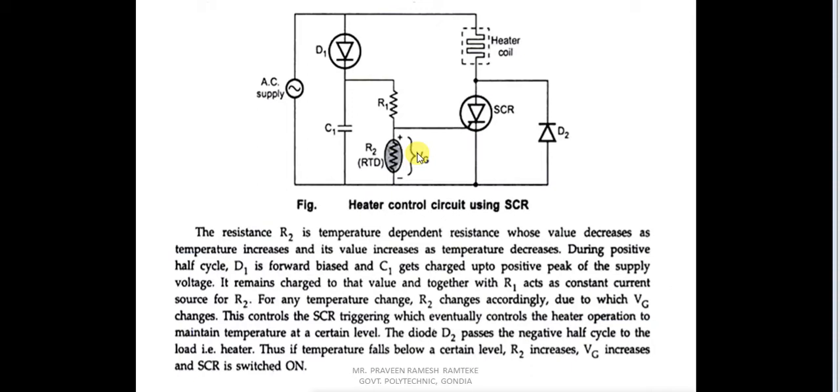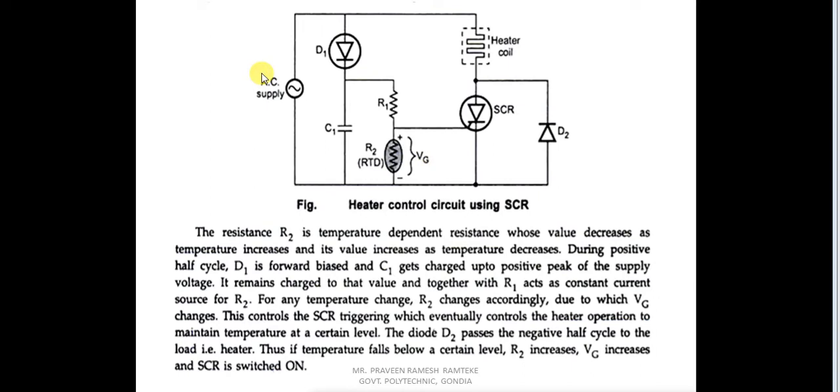Now if it is a negative temperature coefficient, then as the temperature increases, the value of resistance decreases, and as the temperature decreases, the value of resistance increases. This is true for negative temperature coefficient. So here we are using the RTD as negative temperature coefficient. So the resistance R2 is a temperature dependent resistance whose value decreases as temperature increases and increases as the temperature decreases.